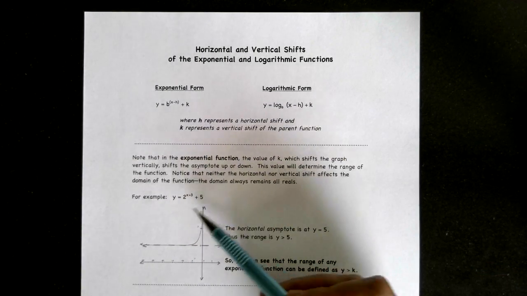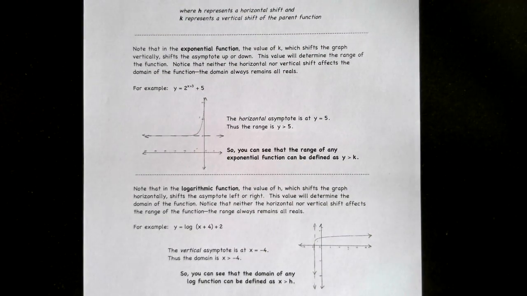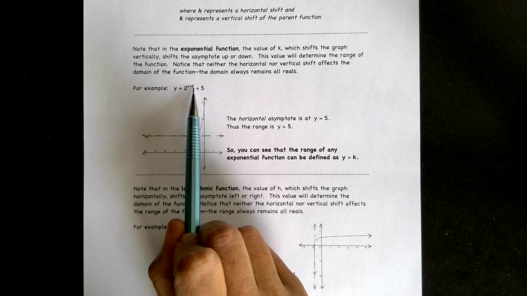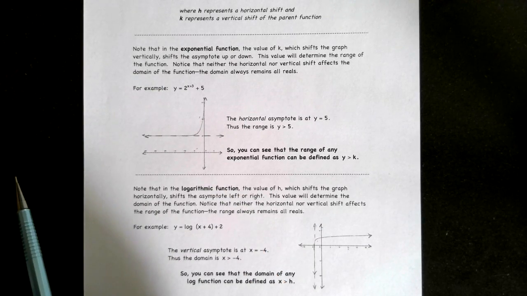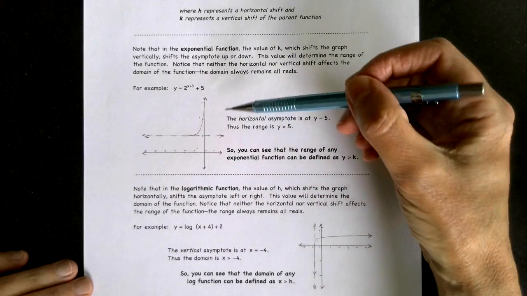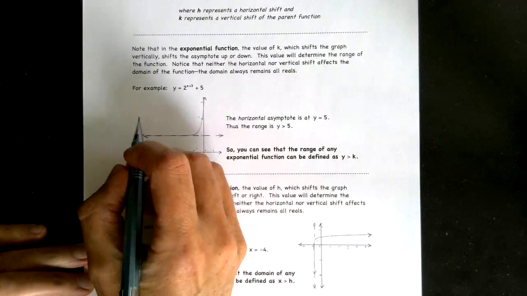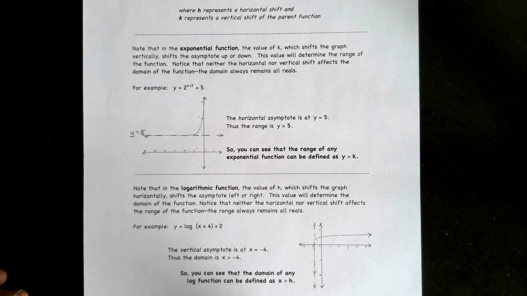So if we just take a look at this one example, y equals 2 to the x plus 3 power plus 5. We can see that this is a shift 3 units to the left, right? Because my h value would be negative 3, and 5 units up. So I have my horizontal asymptote here at y equals 5. It shifts the entire graph up 5 units.